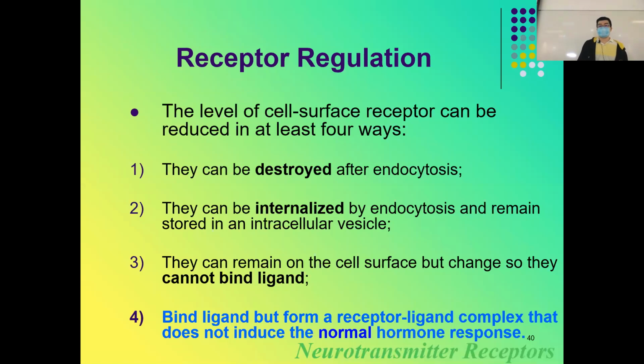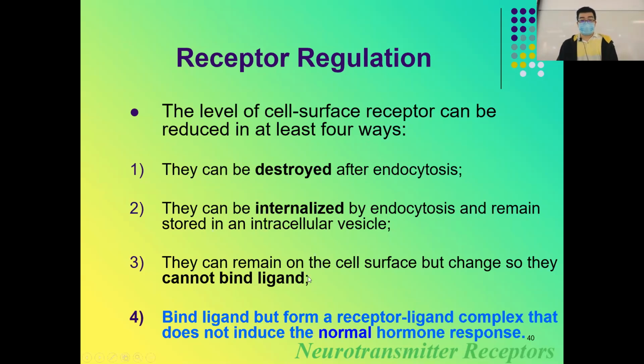So, receptor regulation again. The receptor needs to be at the cell surface before it can function, particularly the ionotropic, metabotropic, and enzyme-linked receptors. So actually, having the receptor at the surface is a dynamic process. It can be endocytosed and then destroyed, degraded. Or it can be internalized by endocytosis and stored at the vesicle level, and then when it needs to go to the surface, it will go to the surface again.